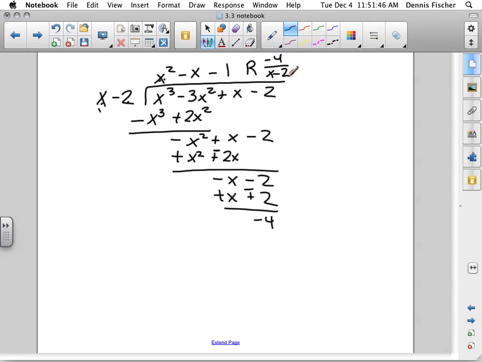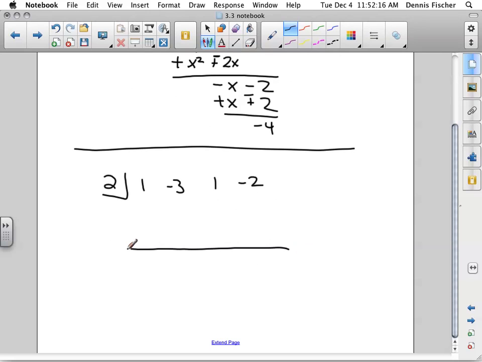Now I want to do something different on this problem. What makes this 0? 2. What I want you to do is put a 2 up front and put a little box around it. Now just look at the numbers underneath here. What's my first number? 1, next one, -3, next one, 1, and -2. Then put a line down here.